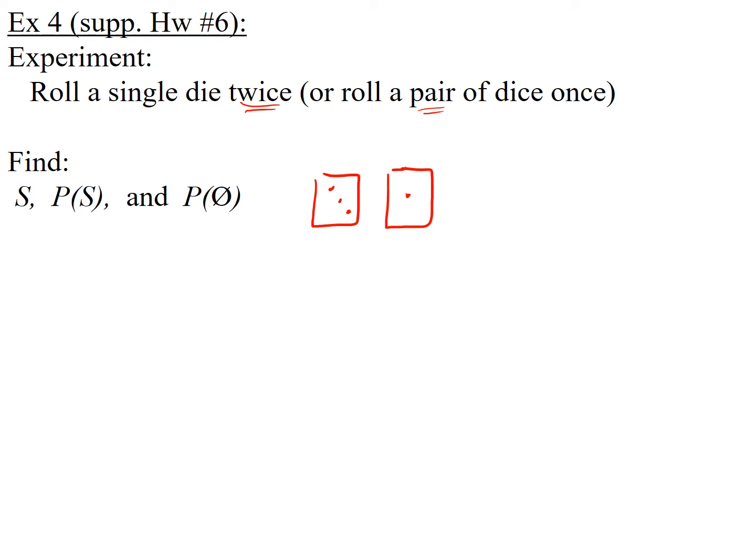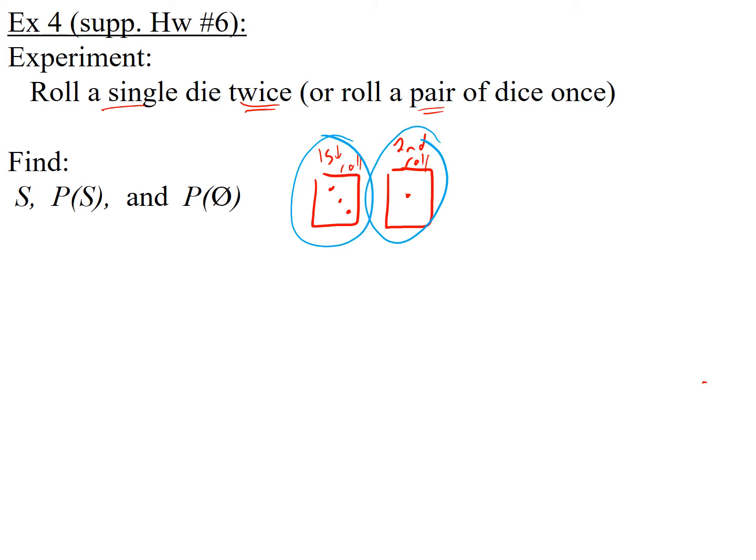So again, what does this mean? If you think of rolling a single die twice, this could be the first roll, and this could be the second roll. Or if you want to think of rolling a pair of dice, then you can think that this is the outcome of one of the dice. So this one here would be the outcome of one of them, and this is what the other one landed on.